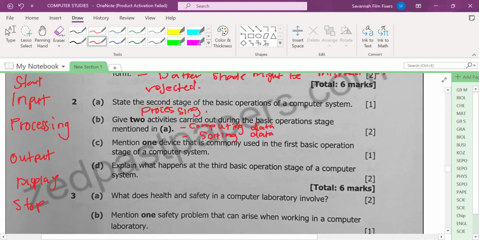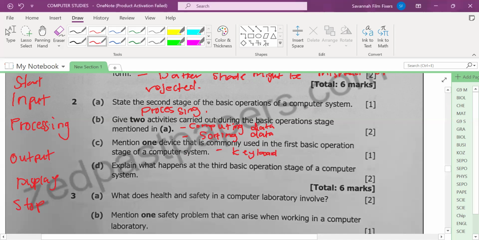Mention one device that is commonly used in the first basic operation stage of a computer system. If you want to input data, you have to use a keyboard so that you can type out the commands that you want to input.